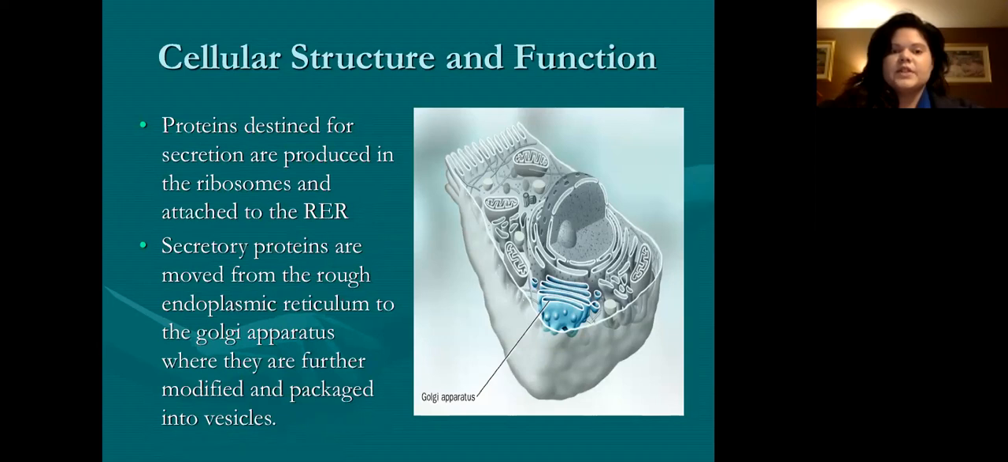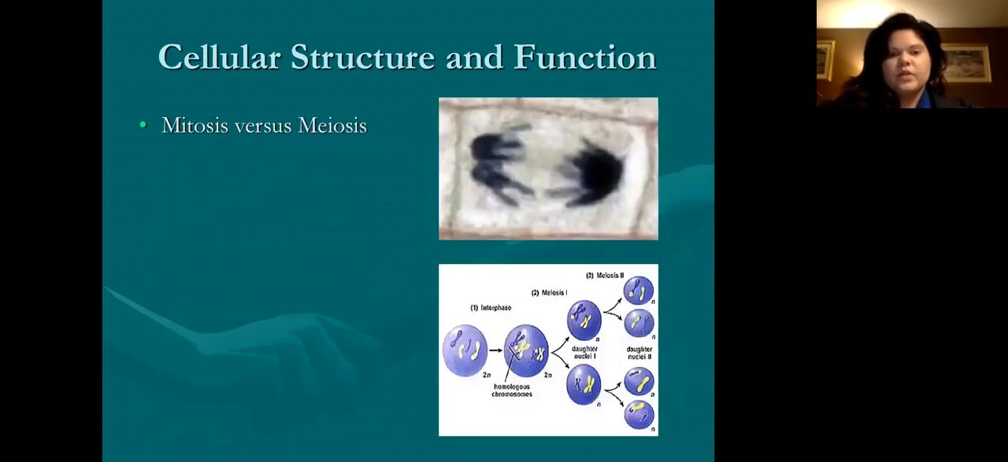Proteins destined for secretion are produced and attached. Secretory proteins are moved from the rough endoplasmic reticulum to the Golgi apparatus, where they're further modified and packaged into vesicles. So we also need to know the difference between mitosis and meiosis. And here's a depiction of each.